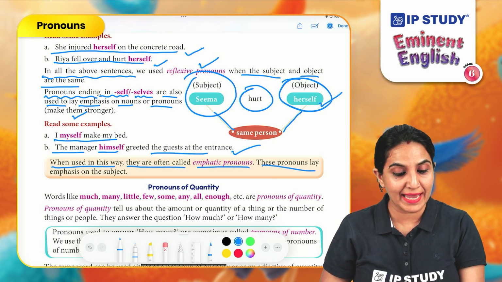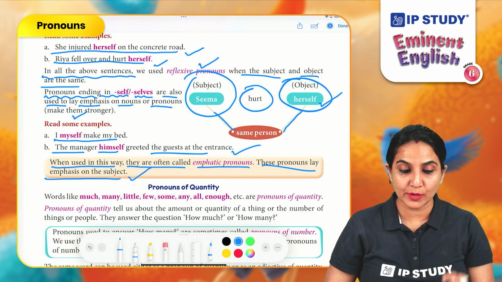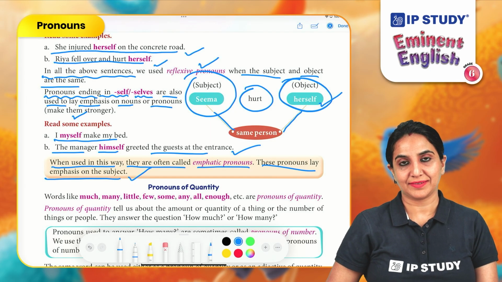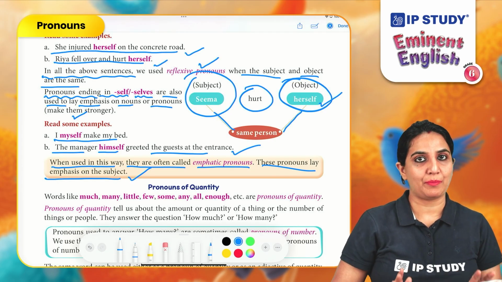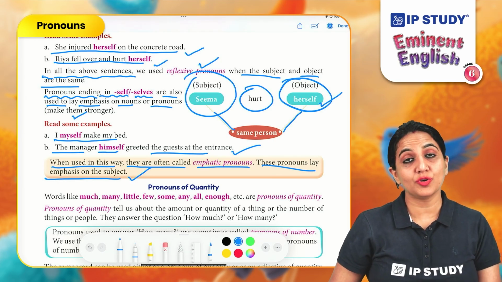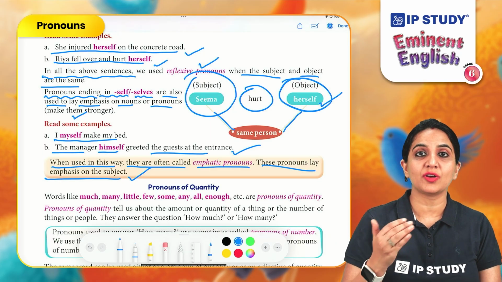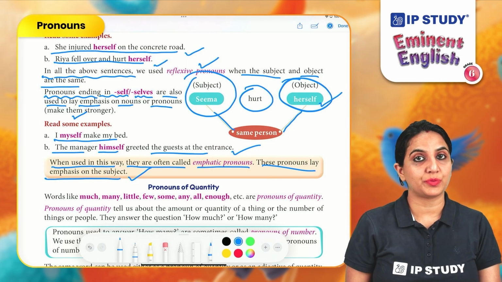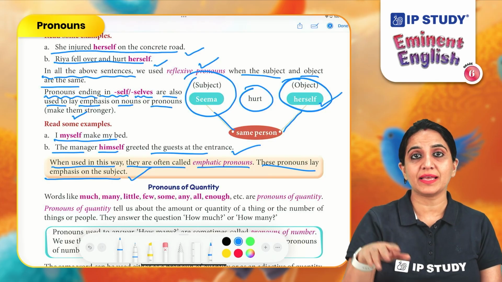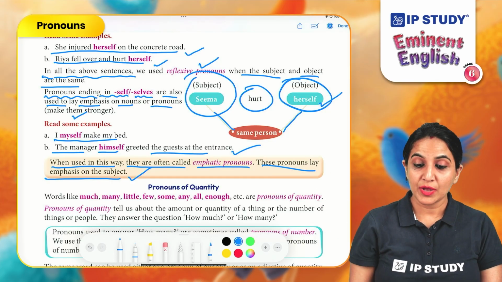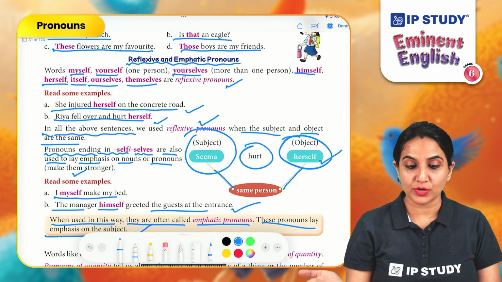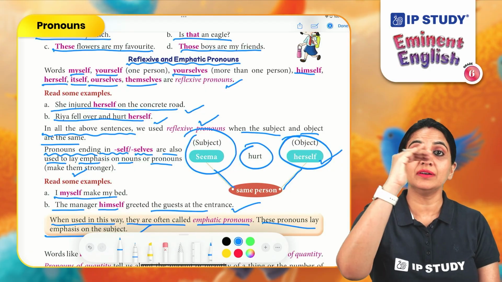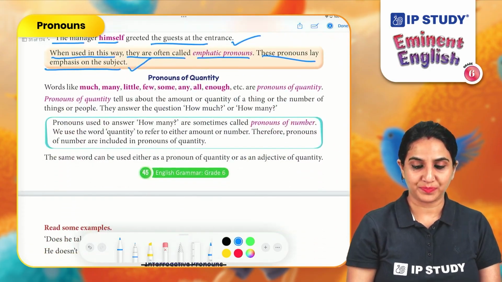These pronouns lay emphasis on the subject. The manager himself greeted the guests. I myself make my bed. So, we are trying to lay emphasis on the subjects by using these words. Then they're called emphatic pronouns. But when we are talking about the same things and we use herself, myself, or words like yourself, themselves, itself, that means we're talking about the same thing, they become the reflexive pronouns.